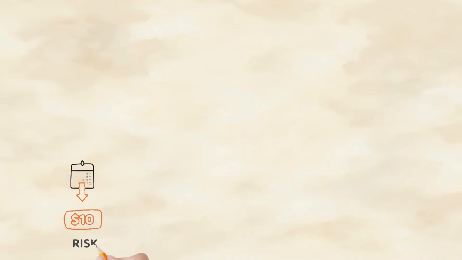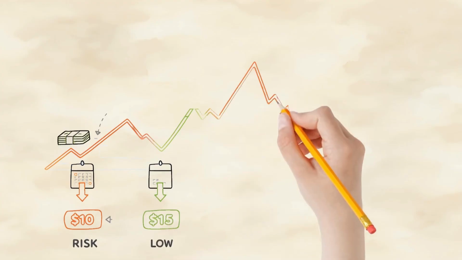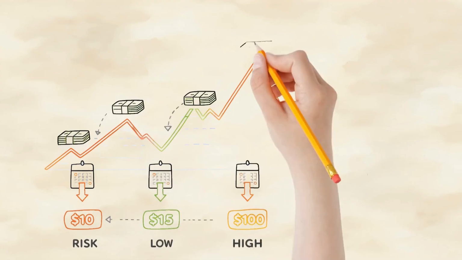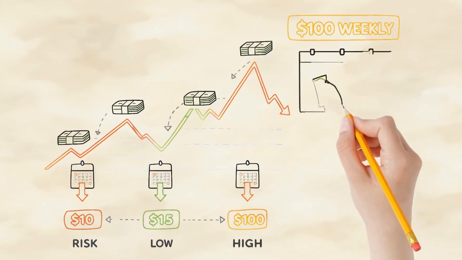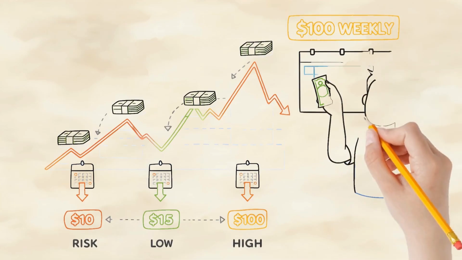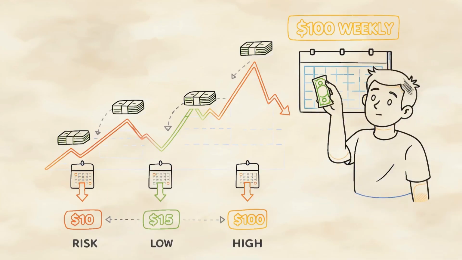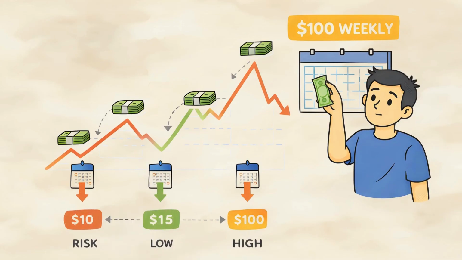Dollar cost averaging means investing a fixed amount on a regular schedule. It matters because it removes the pressure of perfect timing and builds consistency. Example, investing $100 each week means you buy more shares when prices are lower and fewer when prices are higher. Common mistake, thinking it guarantees profit. It doesn't. It helps consistency.